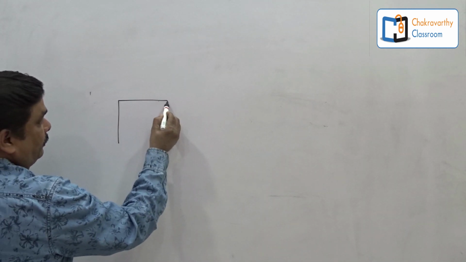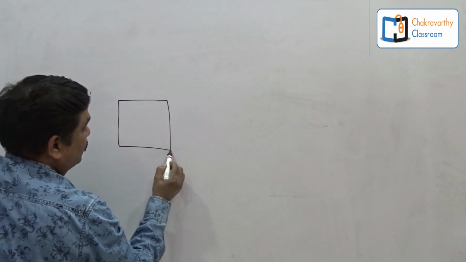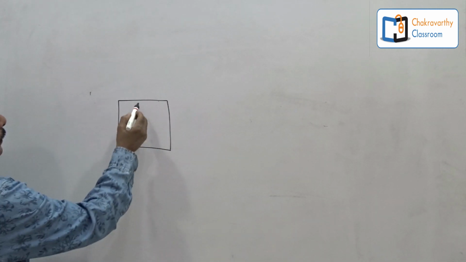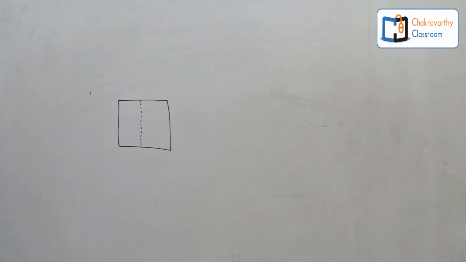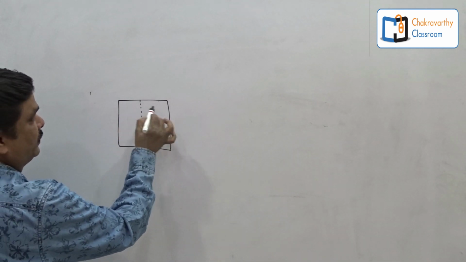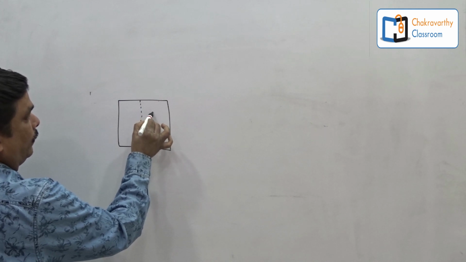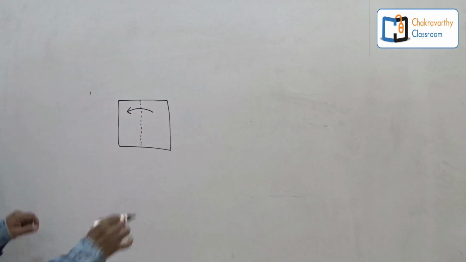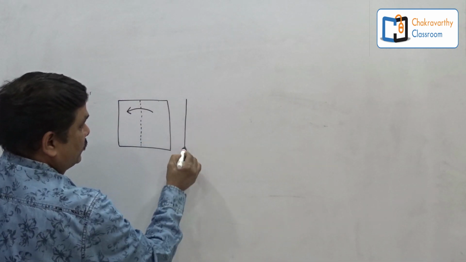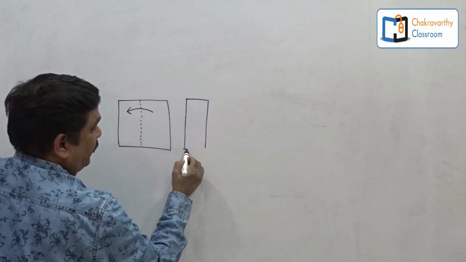Suppose this is the sheet. This is the sheet, okay? Now the folding is like this. First fold, and they have given the direction. This time we will take from here to here, that's up to you. Okay? Now, when it is folded in this way, this should be looking like this.